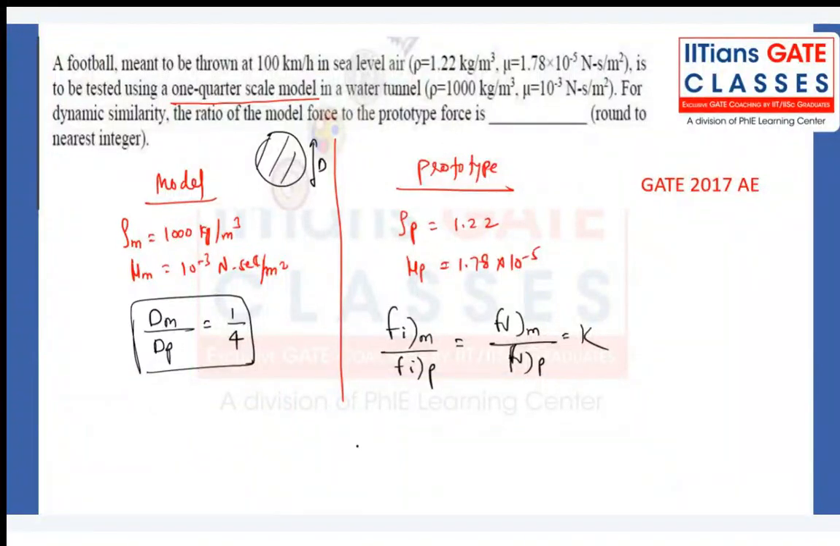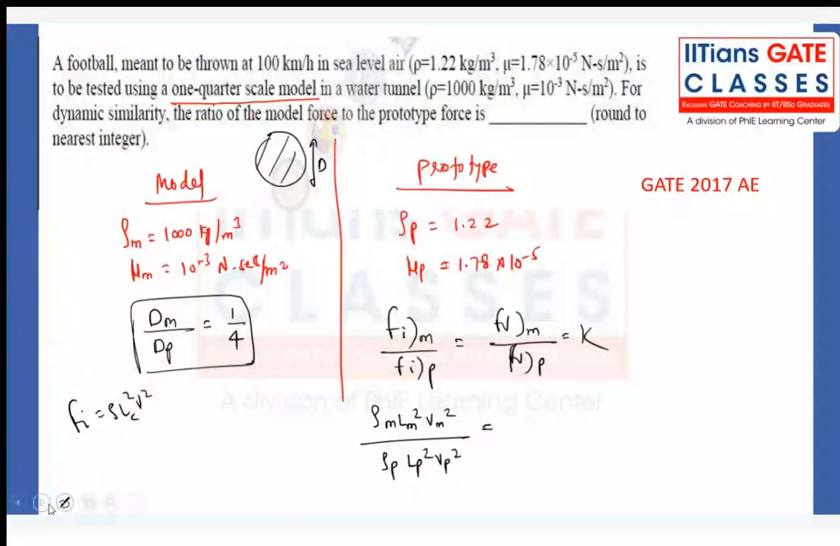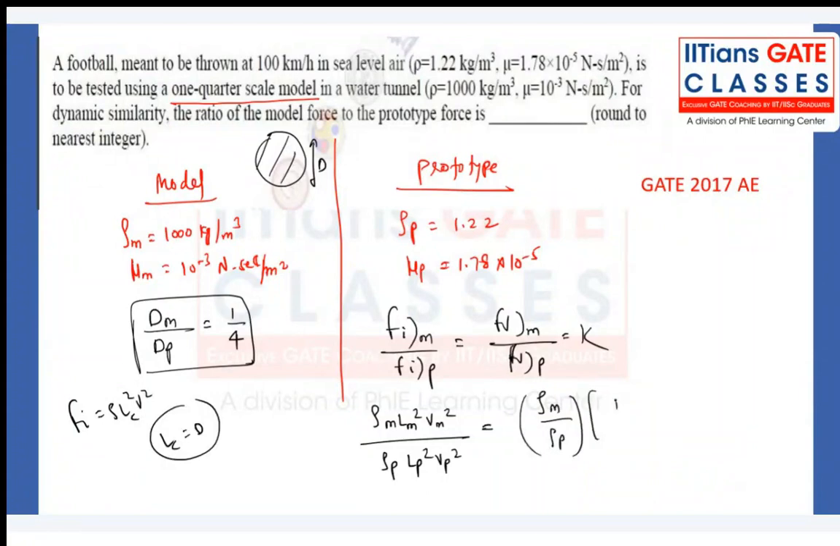Now I am calculating inertia force. As homework you can do the viscous force. Inertia force: rho m lm square vm square over rho p lp square vp square. As I already discussed, inertia force is rho l square v square. Fortunately here the characteristic length lc is the diameter. So what can we write? Rho m by rho p, dm by dp, vm by vp.